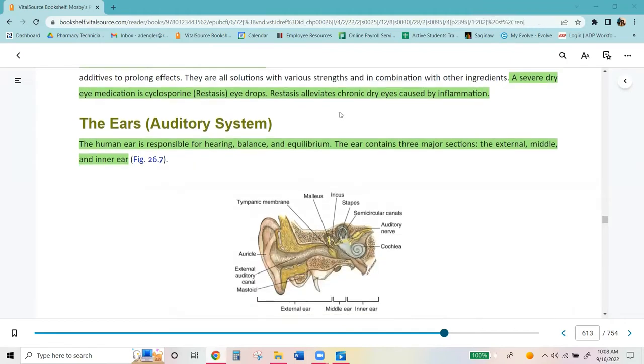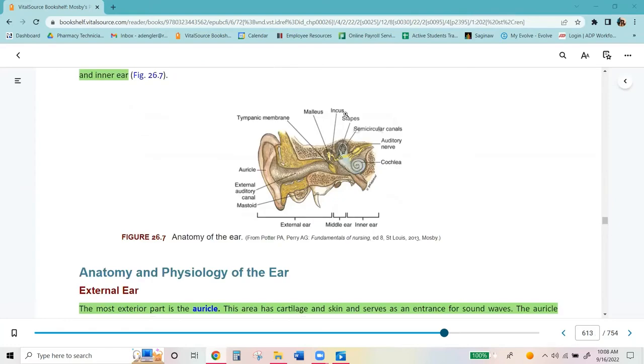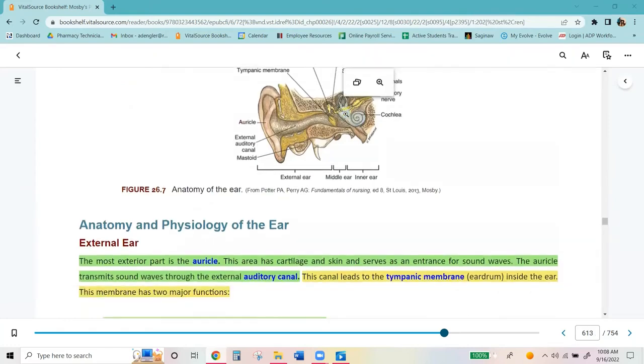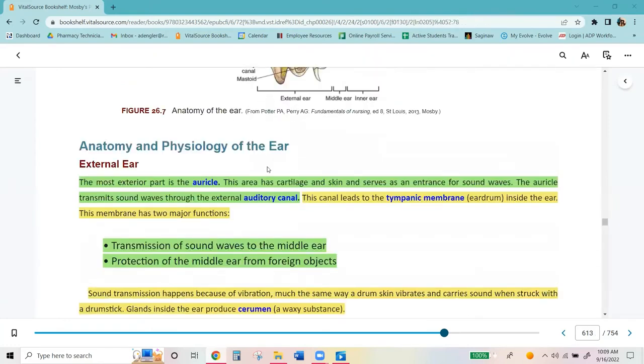The human ear is responsible for hearing, balance, and equilibrium. The ear contains 3 major sections: the external, middle, and inner ear. The most exterior part is the auricle. This area has cartilage and skin and serves as an entrance for sound waves. The auricle transmits sound waves through the external auditory canal.